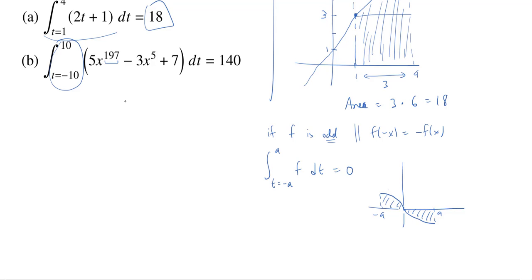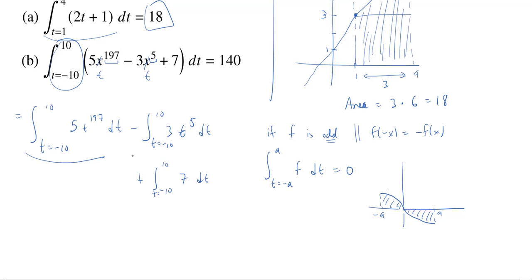So if we break this up into 3 pieces, at least the first 2 of them are just going to give us 0. So I can break this up, with 5x to the 197. Oh, that should be a t, shouldn't it? This will be fixed in the exam. So we have 5t to the 197, and then we also have one from negative 10 to 10. Oh, there's a minus here now, 3t to the 5th. And then we have this last bit. It'll go from negative 10 to 10, but we just have the 7.